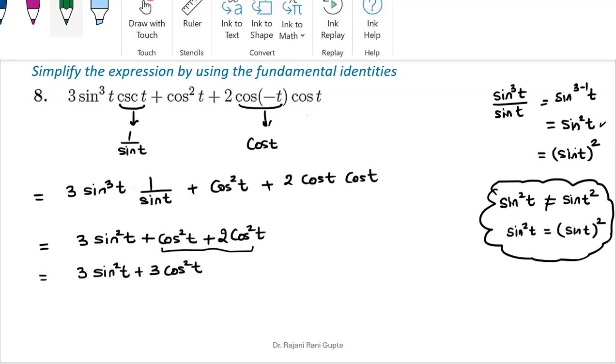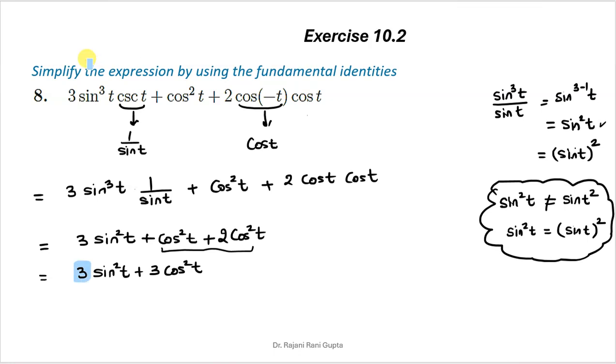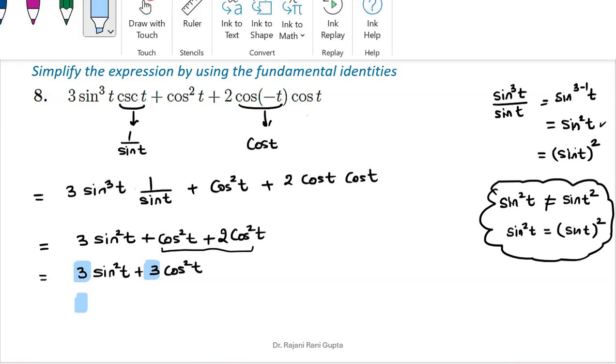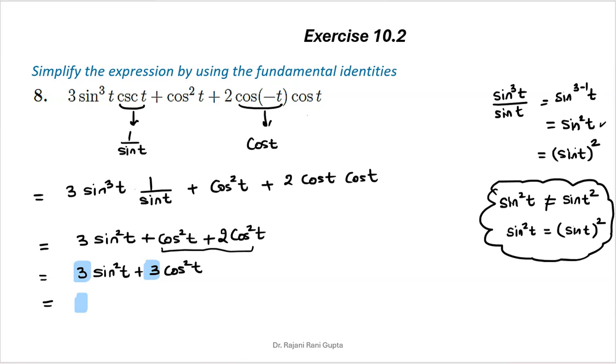Now if you look at the common factor, you see 3 is the common factor. So you can take it outside. So this gives you 3. What are you left with? Sine square t plus cos square t. And by the identity, its value is 1. So this is equal to 3. So this is how you work on this. Okay, clear?